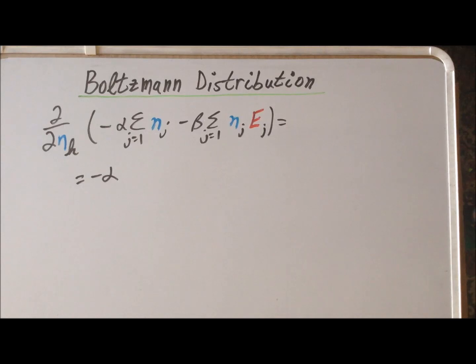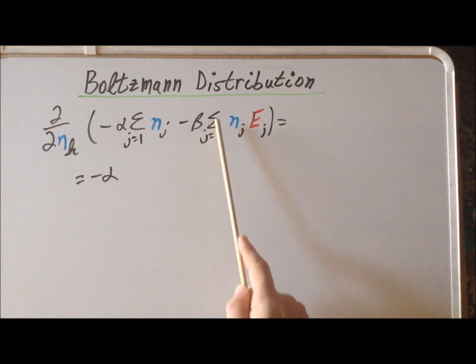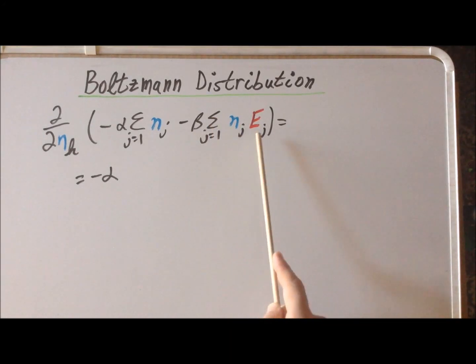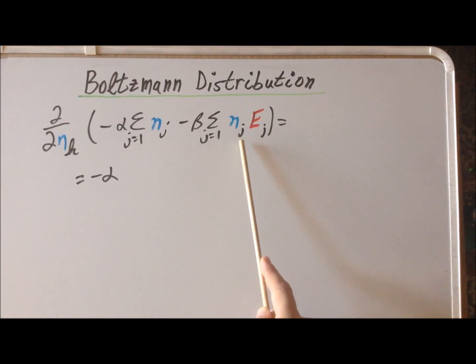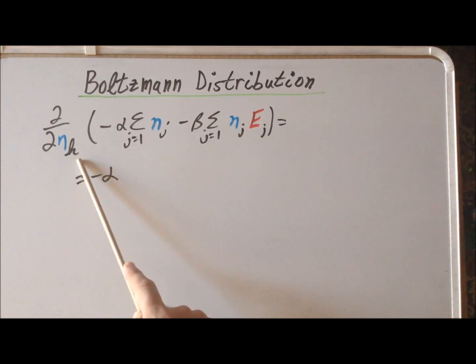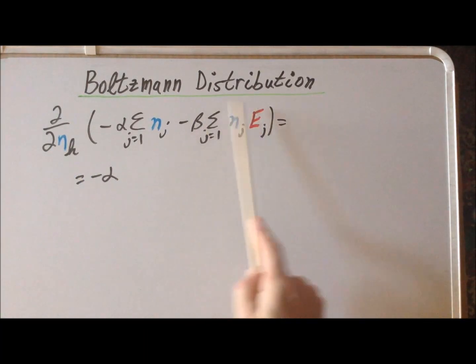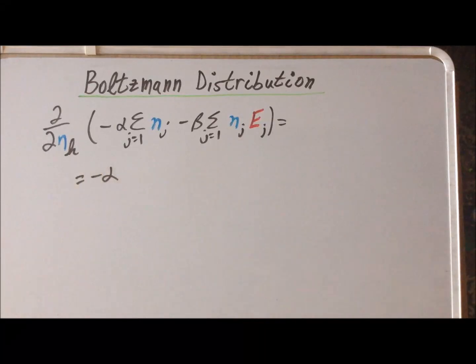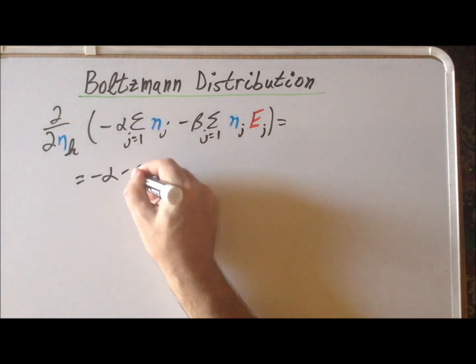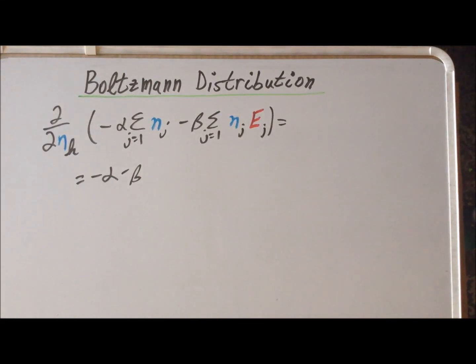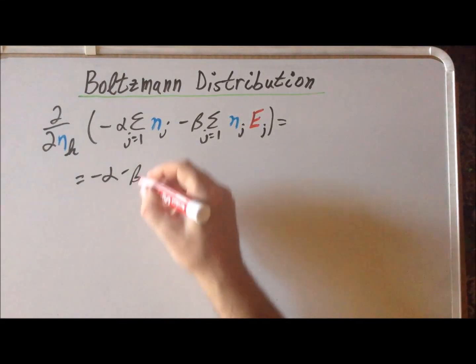Similarly, we have minus beta n sub j times e sub j. Anytime the j's are not equal to k, the derivative here is going to be equal to 0, so they all drop out. And the only time we have to worry about finding the derivative is when j is equal to k. So that's going to give us minus beta times the energy sub k.